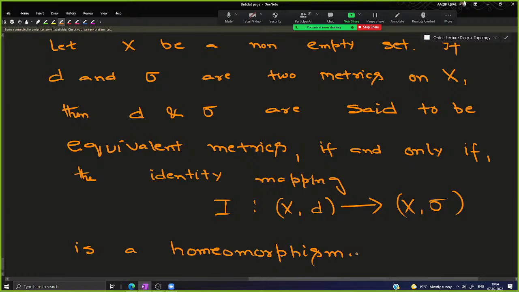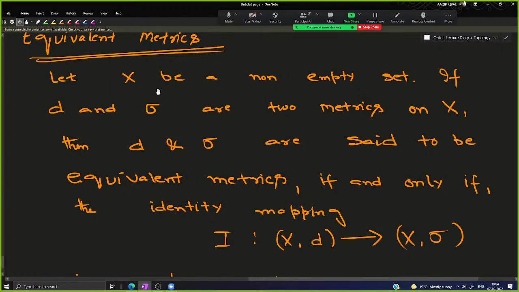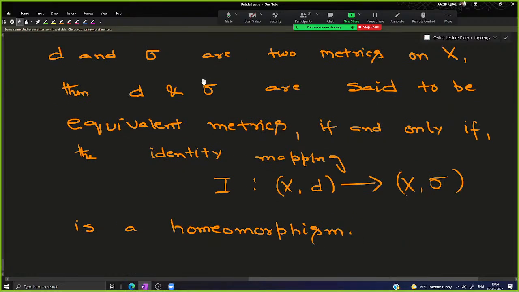ठीक है? This is the criteria for two metrics on the same underlying set to be equivalent. आपको यहाँ समझना है कि क्या हो रहा है. You have a set X, non-empty set, and you have two metrics on X, D and sigma. Now these two metrics, D and sigma, are said to be equivalent if and only if the identity mapping from X_D to X_sigma is a homeomorphism.